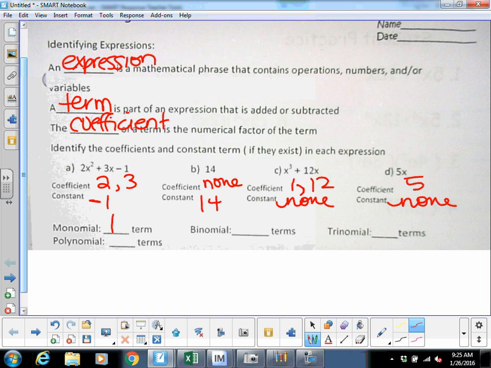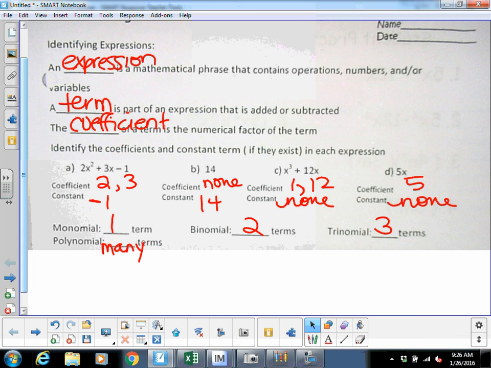All right, a binomial is what? 2 terms. So that will be like C. C has 2 terms. It has x cubed and it has 12x. A trinomial is 3 terms. So that will be like letter A. And a polynomial is basically anything after 3, since poly means many.